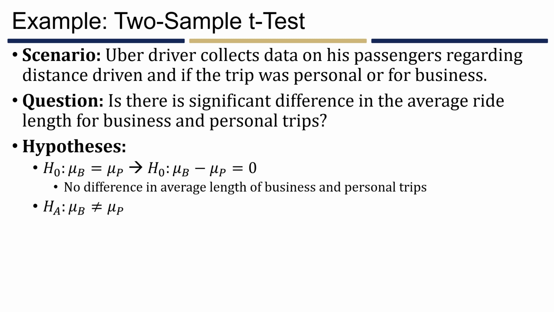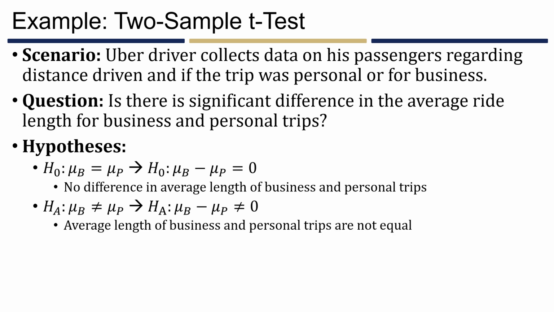We want to say in the alternative that mu sub b, the average ride length for a business trip, is not equal to the average ride length for a personal trip. Or again, another way of writing this is to say that the difference between the two means is not equal to 0. This alternative hypothesis is saying that the average length of the two trips are simply not equal to one another. One of them is significantly larger or smaller than the other.